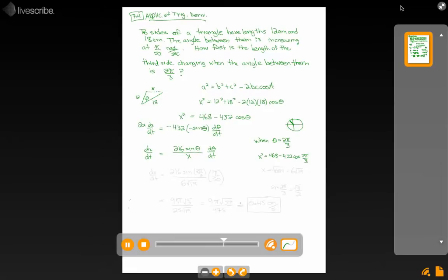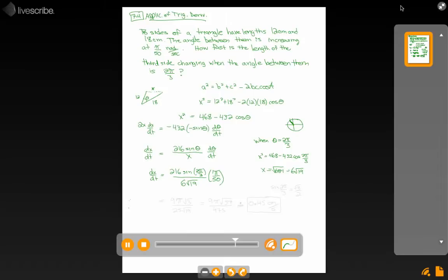Cosine of 2 pi over 3 happens to be negative 0.5. And so if that's the case, I end up with x equals the square root of 684, or if you prefer 6 root 19. So at this instance, we've got dx by dt equals 216 times sine of 2 pi over 3 divided by 6 root 19 times pi over 50.